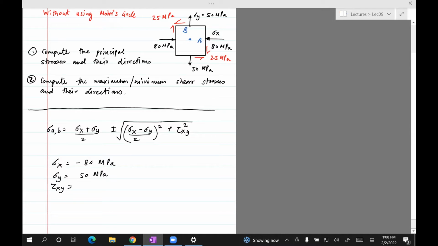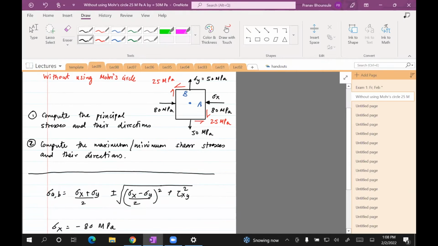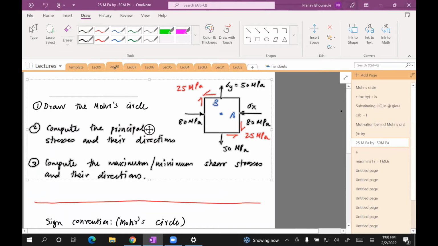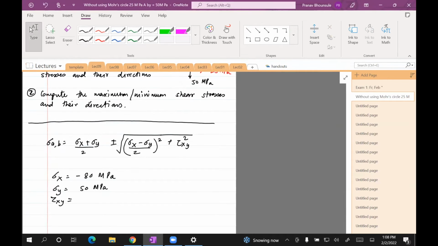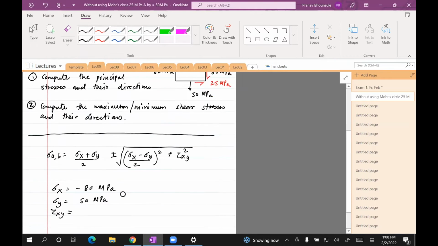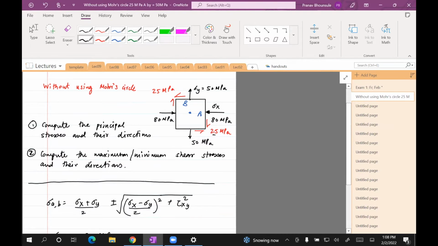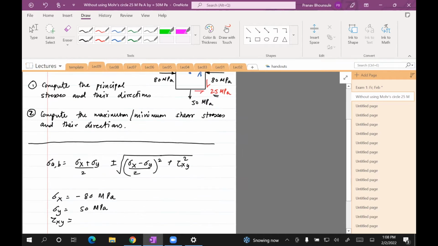However, this is how the shear stress is different from the one used for Mohr's circle. For Mohr's circle, if you go back, you'll see that we assume that clockwise is positive and counterclockwise is negative. Here, however, we'll take the normal convention, which is clockwise is negative and counterclockwise is positive. That's the difference between using the formula versus doing it through Mohr's circle. So tau xy, in this case, if you see face A, it's clockwise, and so we'll put a negative there.